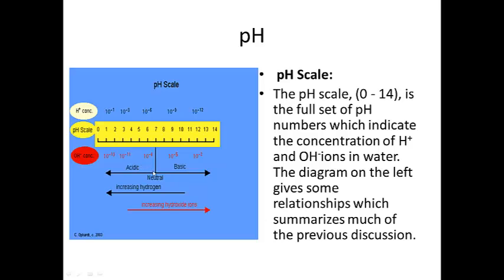Okay, from 7 down is going to be acidic. And from 7 up to 14 is going to be basic, with neutral being in the middle. Increasing hydrogen towards acidic, increasing hydroxide ions toward basic.